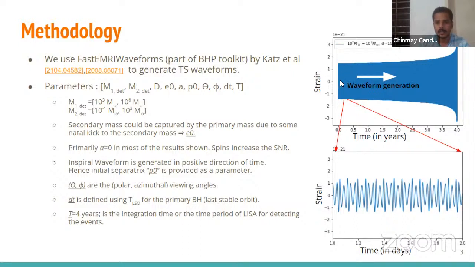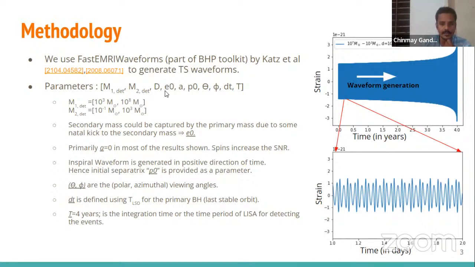On the right, we can see that we are generating a waveform for a black hole of about 10 million solar masses and a 100 solar mass companion, at 1 gigaparsec distance. The waveform generation proceeds in the positive time direction: we start from an initial separation between the two masses and go ahead until the plunge. The plunge is not modeled here, but the main contribution to the SNR comes from the inspiral, so we are mainly focusing on that.